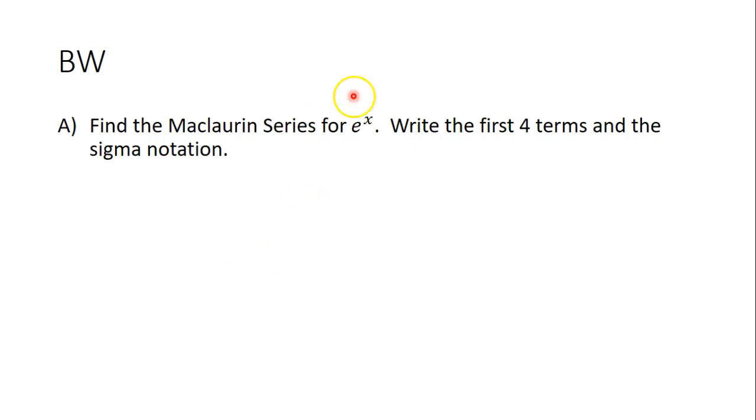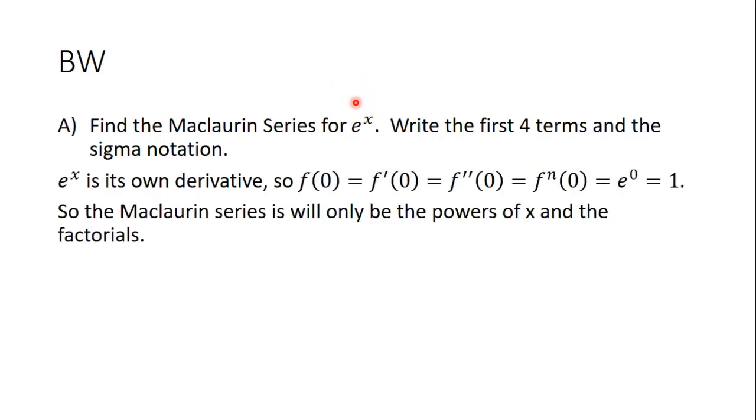Alright, so the Maclaurin series for e to the x, we can use the formula, right? So we're going to need f of 0, we're going to need f prime of 0, we're going to need f double prime of 0, and thankfully with e to the x, it's its own derivative all the time. So this is all of these. In fact, the nth derivative of e to the x is just e to the x, so it's going to be e to the 0. All of these are 1.